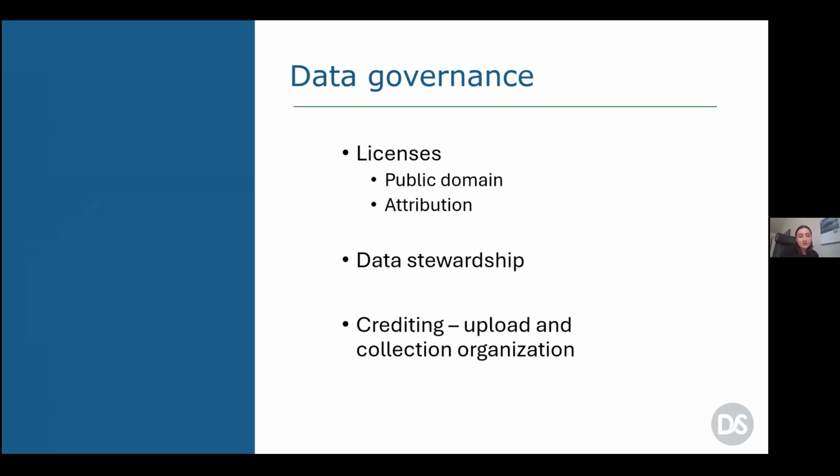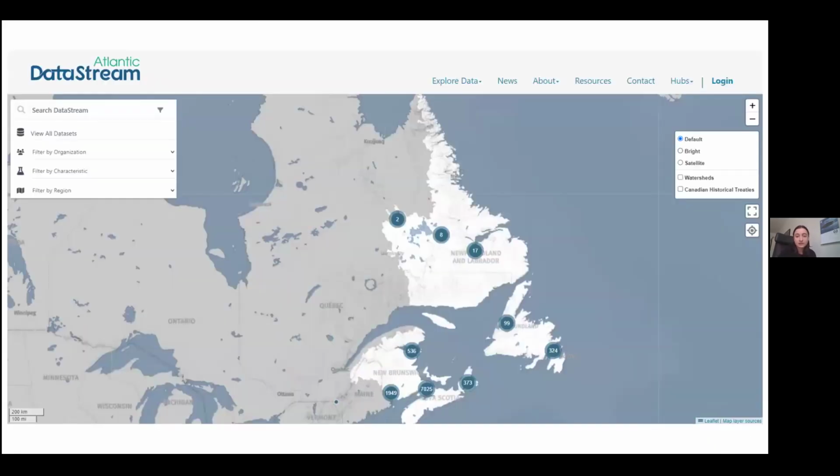So that's a brief introduction of DataStream. And I thought since maybe some of you have never used DataStream before, we'll give a very brief overview of what our platform looks like and how it works. So this is what we call the Explore map. This is basically the main page on DataStream where you can search and access data.